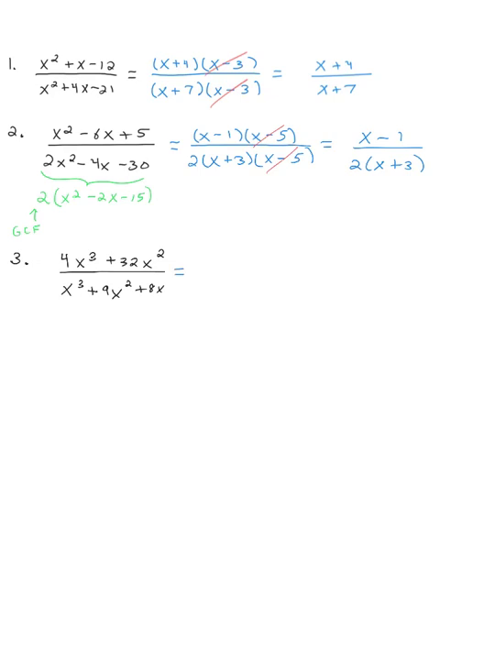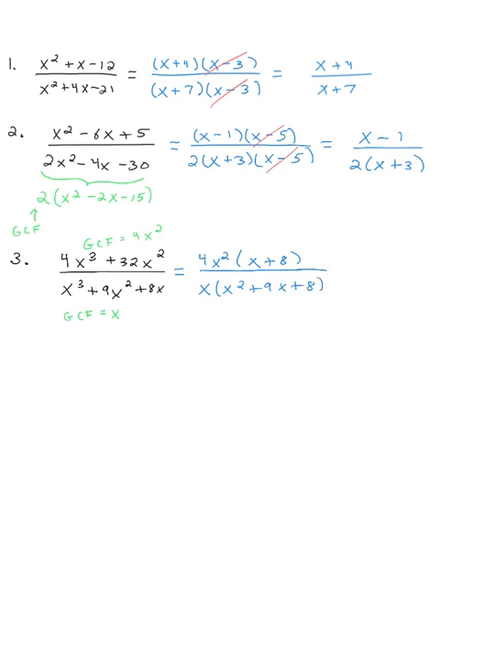For this problem, there is a greatest common factor in both the numerator and the denominator, so I'm actually going to write that in as its own step, where in the denominator I can factor out an x, and in the numerator I can factor out an x squared, but also 4. And if I do that, I have 4x squared times, okay, I got x plus 8, that's good. If I factor out an x from the denominator, I have x squared plus 9x plus 8.